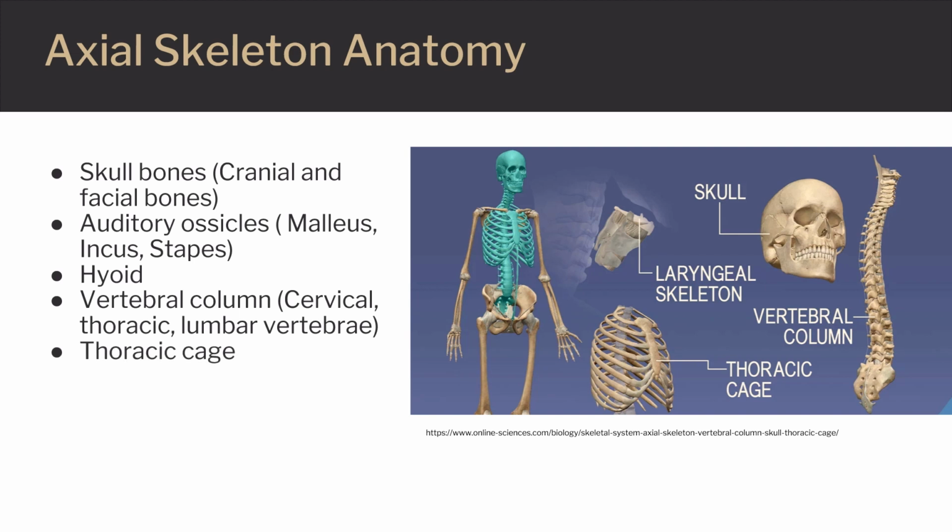Thoracic cage. The thoracic cage is made up of the sternum, the breastbone, and 12 pairs of ribs. These bones form a protective cage around the organs of the upper torso, including the lungs and the heart. Some of the ribs attach directly to the sternum, while others are linked to the sternum via cartilage. Some have no attachment point and are referred to as floating ribs.